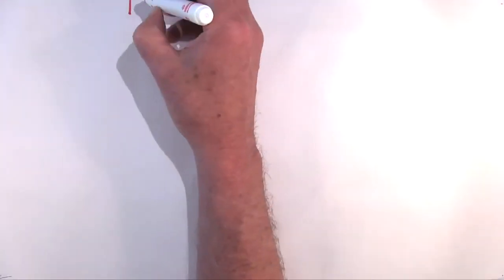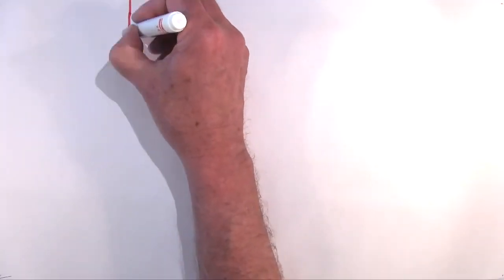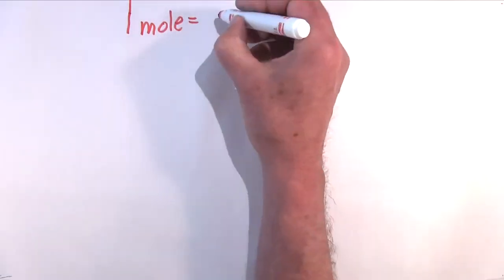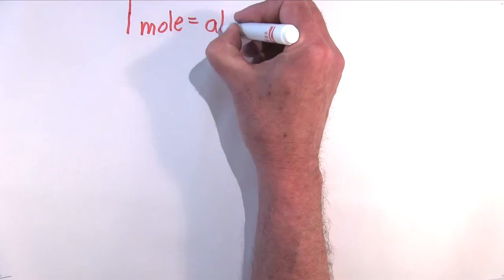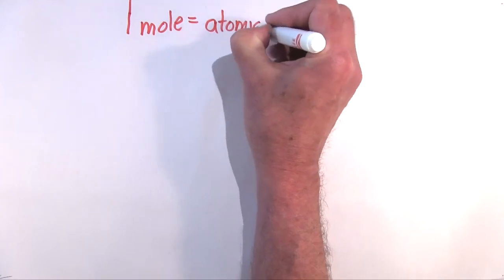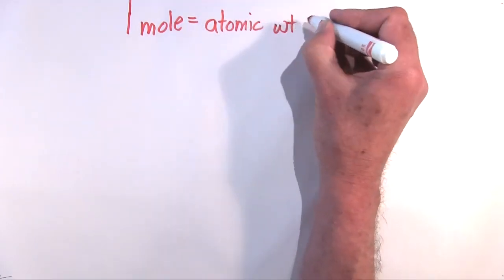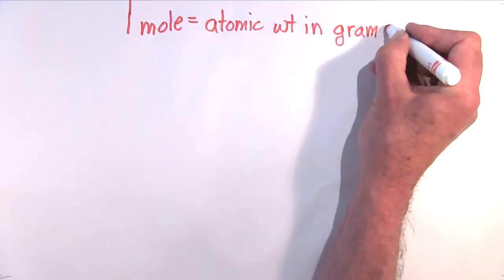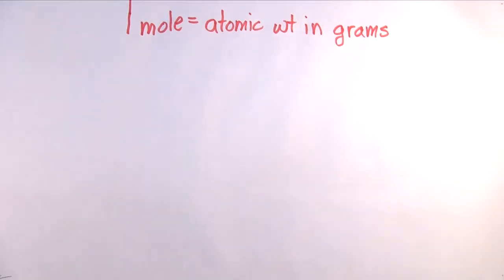Well, chemistry isn't just about studying atoms. It's about studying compounds also. So anyways, let's go back one step. We've got one mole is equal to the atomic weight in grams. But once again, chemists aren't just studying elements all the time.